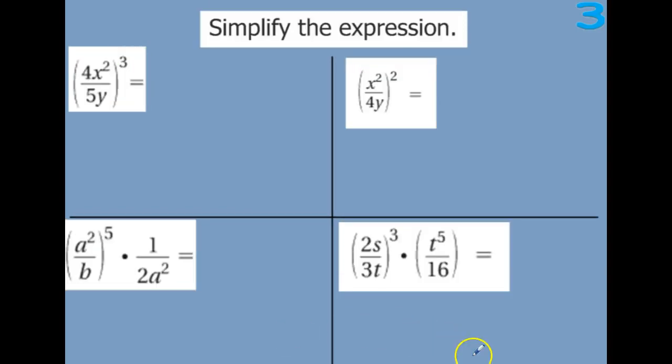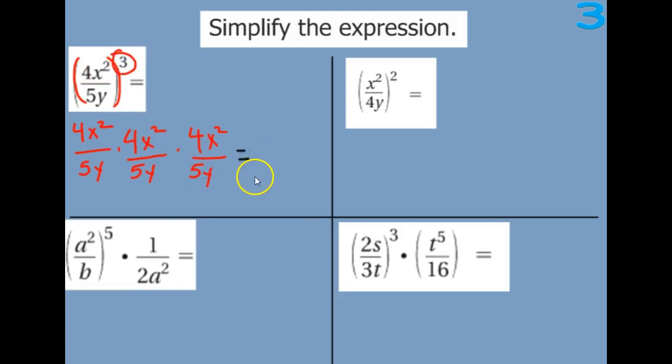Alright, flip over to the next page. Same exact type problems, except as you notice, there's a lot more going on here. This is why we learned how to write this out 3 times, because some people are going to mess up distributing this 3 to everything inside there. So I'm going to write this out 3 times. All that's in here. So we have 4x squared over 5y 3 times. 4x squared over 5y. 4x squared over 5y. I wrote it 3 times.